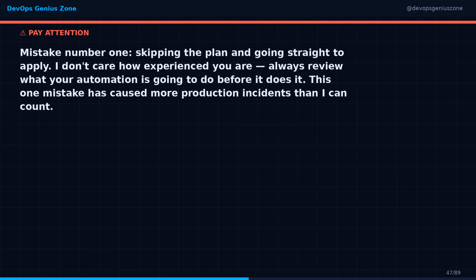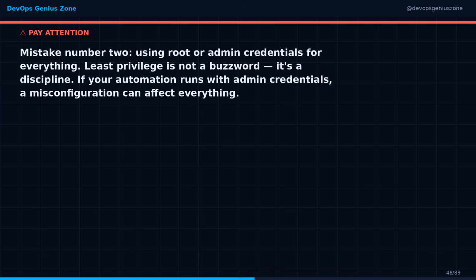I don't care how experienced you are, always review what your automation is going to do before it does it. This one mistake has caused more production incidents than I can count. Mistake number 2, using root or admin credentials for everything. Least privilege is not a buzzword, it's a discipline.